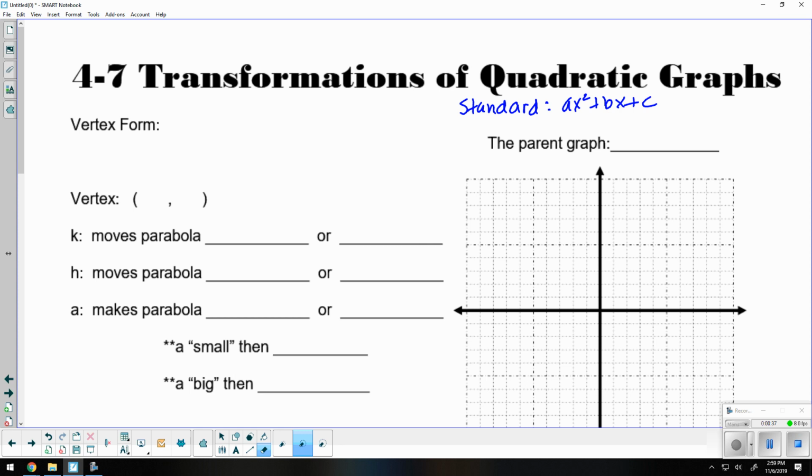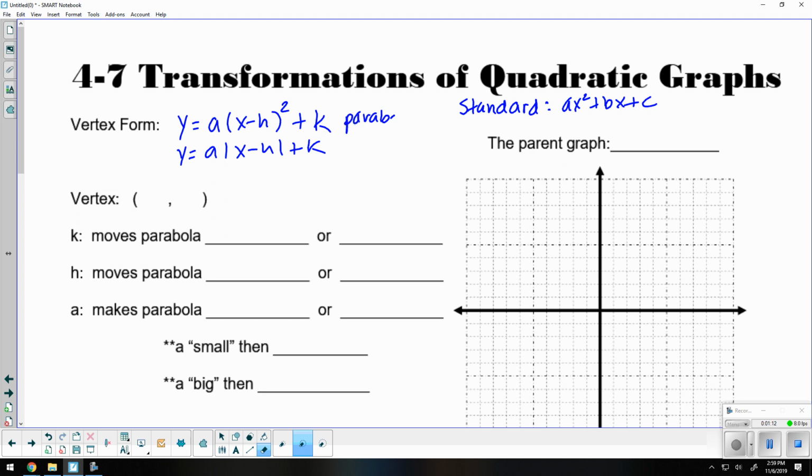So here's what vertex form looks like. It is y equals, or f of x equals, same thing, a times the quantity x minus h squared, plus k, which should actually look very familiar because back when we did absolute value functions, the form was this. The only difference is that you have absolute value around the x minus h, versus now you have parentheses and it's also being squared. The quantity x minus h is being squared, which is going to make it into a parabola.